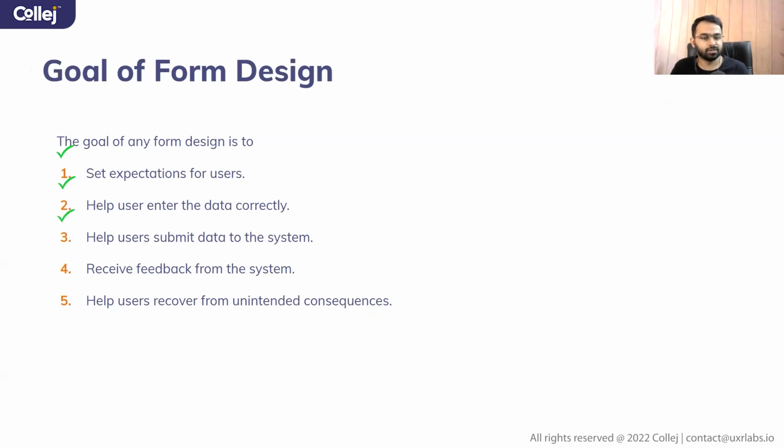The other thing is help users submit this data into the system. So it's not just entering the data. You should allow them to save it or submit it there. So the actions, right? And also receive feedback from the system. Okay, so whether the data is being added or not, or is there any error, or what's going on within the system. And the last one is help users recover from unintended consequences. So in form design, you can make a lot of input mistakes when you are entering names, cities, right? So there will be different criteria, all caps or all small caps, all those things will be there. But you need to help users to recover from unintended consequences.